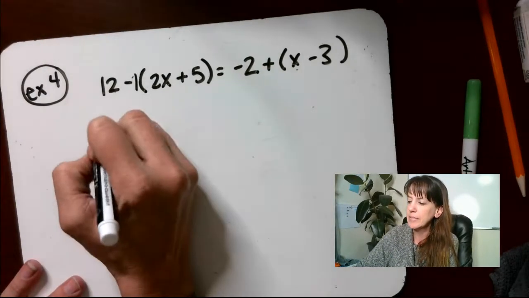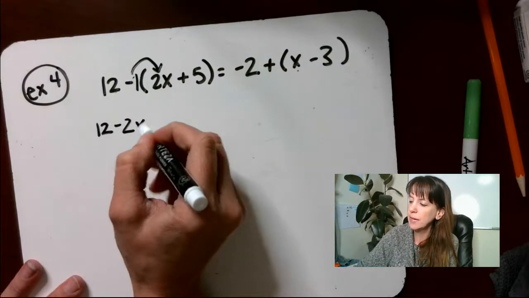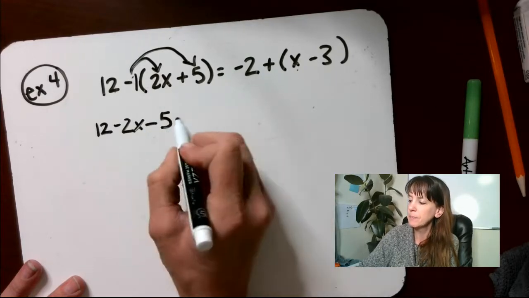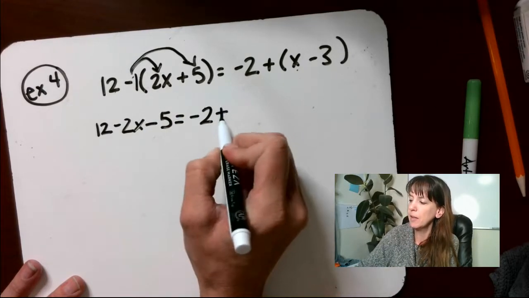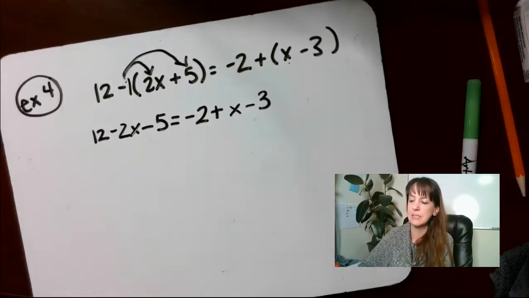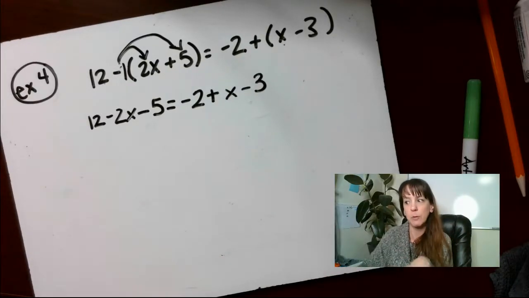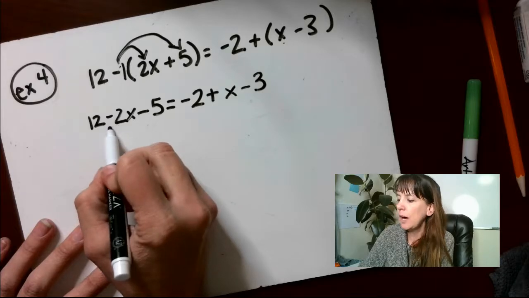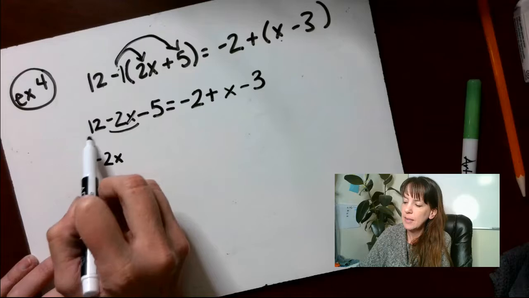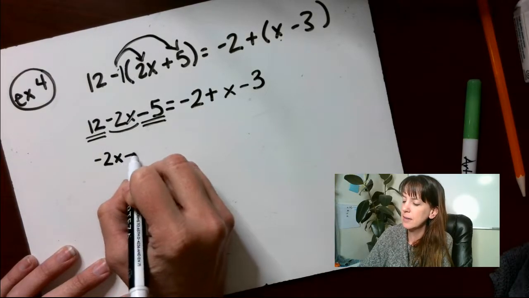Take this 12, we're going to bring that down. Negative 1 distributed to here gives me negative 2x. Negative 1 distributed to here gives me negative 5, which equals negative 2 plus, now there's nothing that I need to distribute here, so we're just going to take it straight out of the parentheses. Again, you want to combine everything on either side of your equation before you go moving it to the left or right. So I like to start by writing my chunks with the variables, so negative 2x, and then I have 12 and negative 5. 12 and negative 5, that's going to be 7.